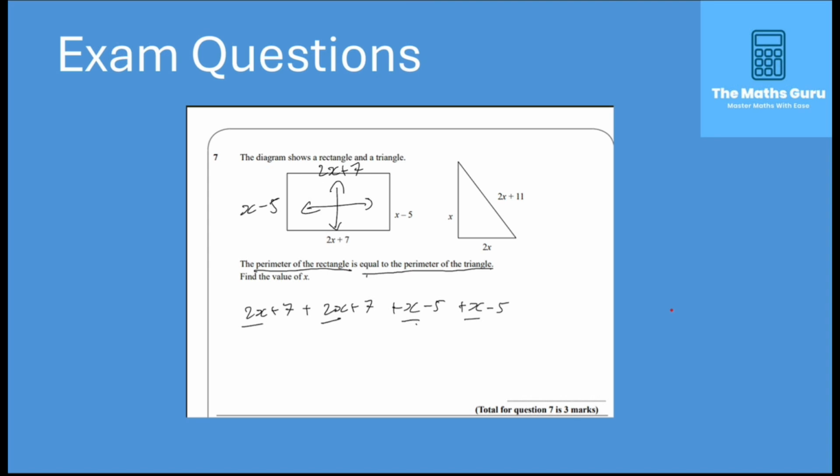We get 6x, 7 plus 7 minus 5. That's 14 minus 5, which is 9, minus 5 again is plus 4. 6x plus 4. Then this is the expression for the perimeter of the rectangle. Then the expression for the triangle is simply 2x plus 11 add x add 2x, which is equal to 5x plus 11.